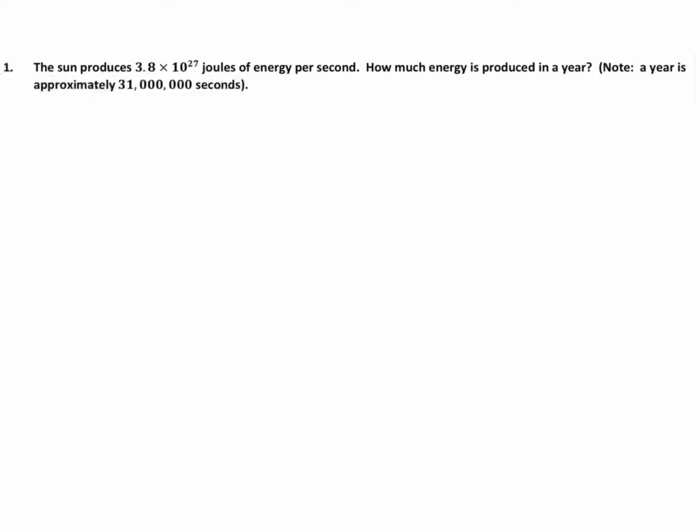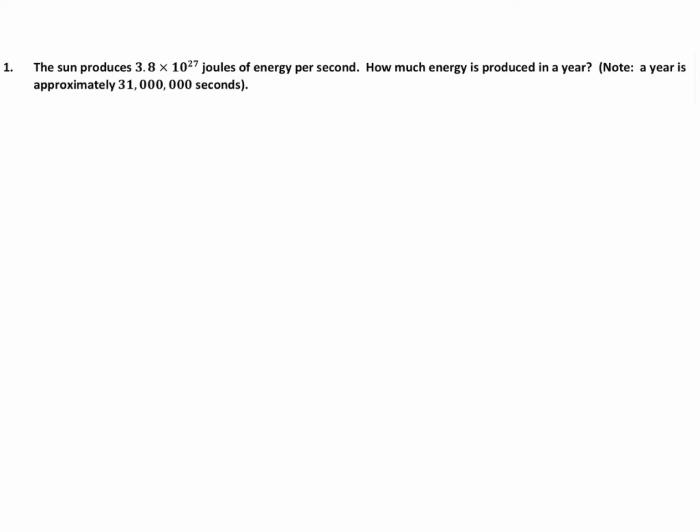This is 3.8 times 10 to the 27th joules of energy per second. How much energy is produced in a year? Note, a year is approximately 31 million seconds. If I know how much is produced in 1 second, and I know how many seconds are in a year, all I have to do to figure out how much energy is produced is multiply those two values together.